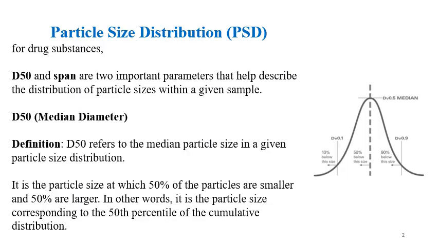Whenever you have the data of PSD, always look at the three-tier data, that is D50, D90 and D10 data. The PSD, that means particle size distribution, is a very important critical material attribute of the drug substances because it affects the physical and chemical properties. It affects the safety and efficacy of the formulations. D50 and span are two important parameters that help to describe the distribution of the particle size within the given sample.